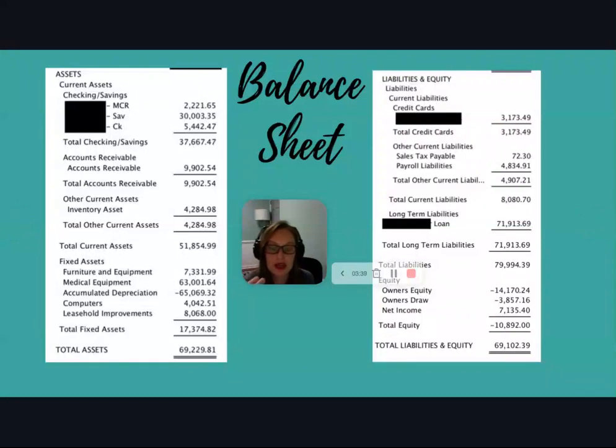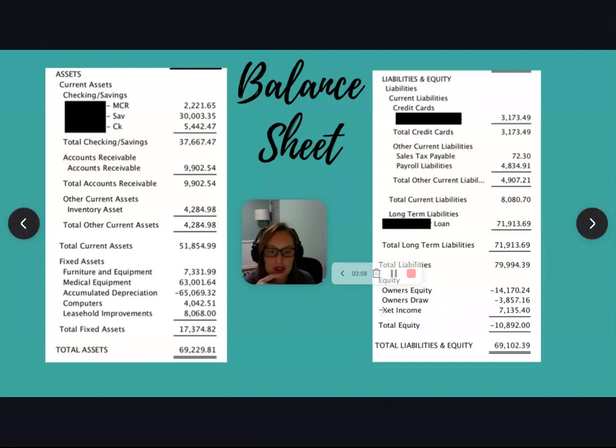So again, you have those payroll taxes where you're withholding from your employees, and then you have to send it to the state, to the federal government at a certain period of time. And then we have a loan here that's on the books. So that's all the liabilities added up together. And then we look at your equity. So again, we have equity, we have draw, and then we have your net income.